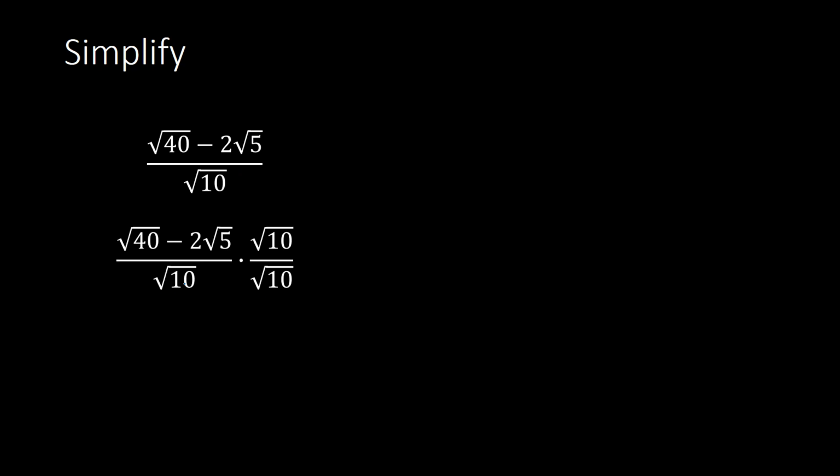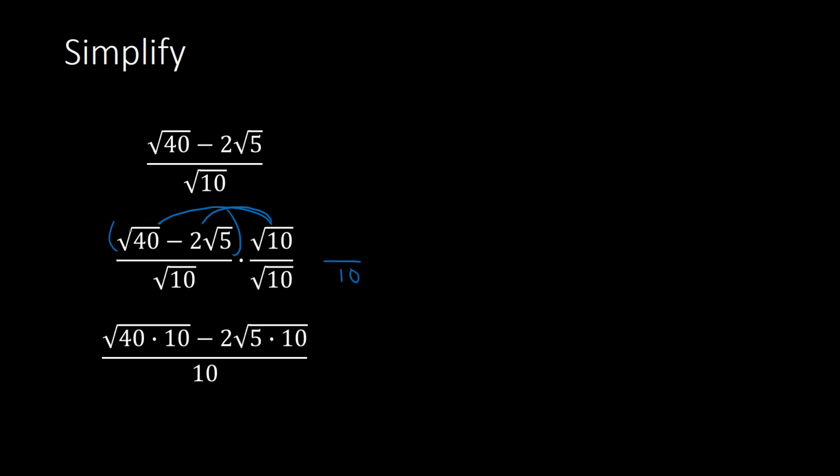So now for the denominator, square root of 10 times the square root of 10 would give you the square root of 10 times 10, which would just be 10. So the radical is now gone, and on the top, numerator, sorry, you're going to multiply the square root of 10 times both of these terms. So we have the square root of 10 times 40 and the square root of 10 times negative 2 square root of 5.